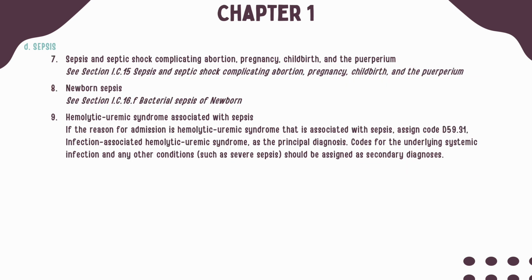If sepsis or septic shock complicating abortion, pregnancy, childbirth, and the puerperium is present, follow the guidance in Chapter 15. If newborn sepsis is present, you should follow the guidelines from Chapter 16. If the reason for admission is for hemolytic uremic syndrome and it is associated with sepsis, code D59.31 should be assigned as your principal diagnosis. Codes for the underlying systemic infection and any other conditions should be assigned as your secondary diagnosis.